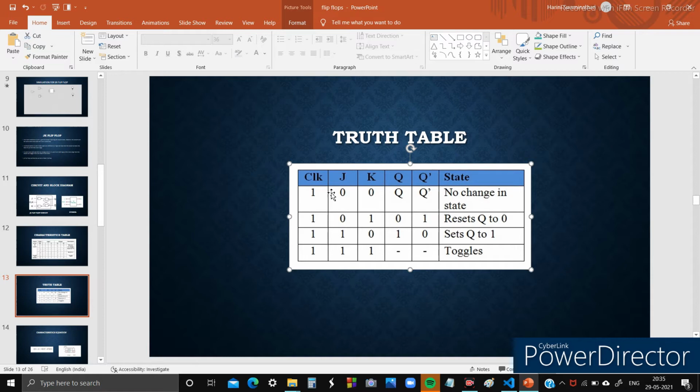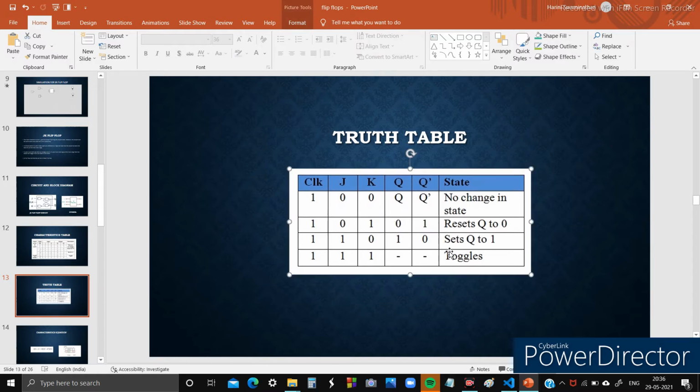Truth table. Clock pulse is kept as 1. J equal to 0, K equal to 0, we get Q and Q bar. There is no change in the state. The previous state is retained as such. With clock pulse equal to 1, J 1, K 0, we get Q 0 and Q bar as 1, which resets Q to 0. Similarly, by giving J equal to 1, K equal to 0, we get 1 in Q and 0 in Q bar, which sets Q to 1. By giving 1 in J and K, the state is toggled.